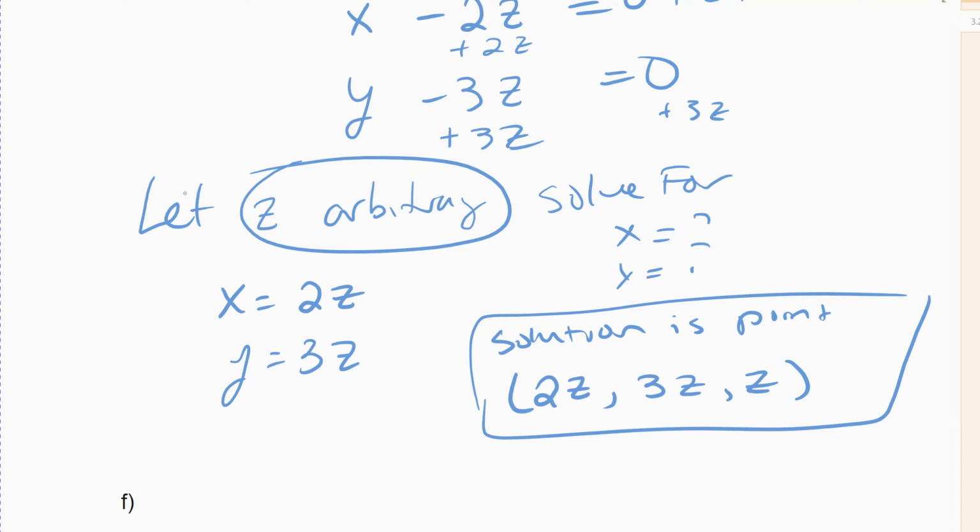Right, so if I pick z to be 1, there's the solution 2, 3, 1. If I pick z to be 4, alright, then I get 2 times 4, which is 8, 3 times 4, which is 12, so I'd get 8 for x, 12 for my y, and 4 for my z. Alright, and so this one again will give me any solution to my system.